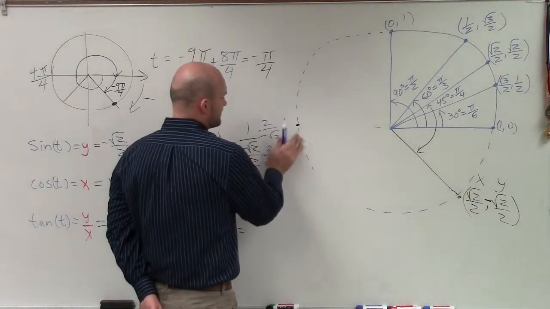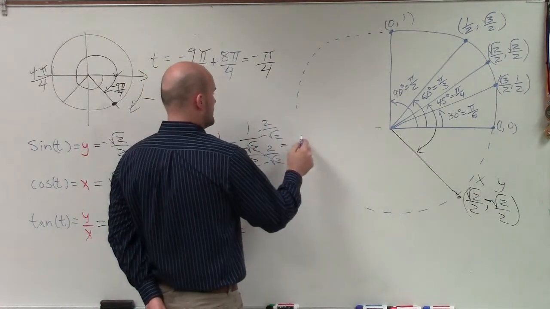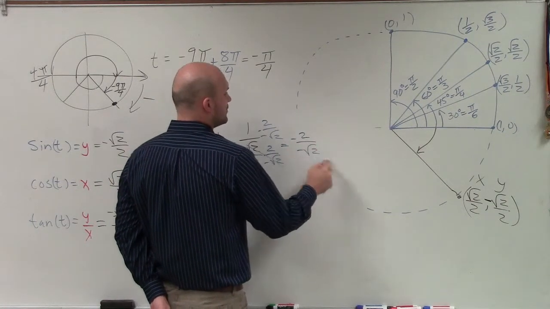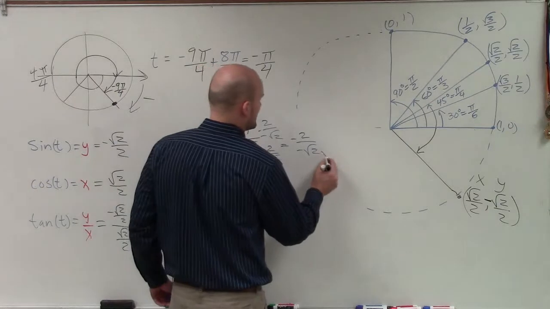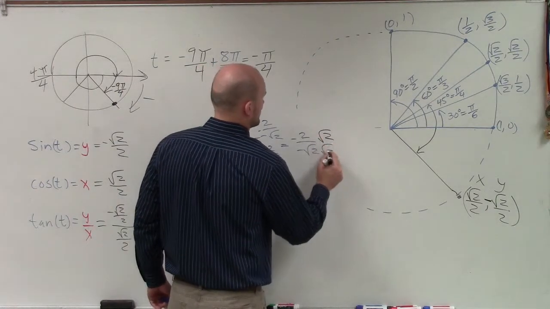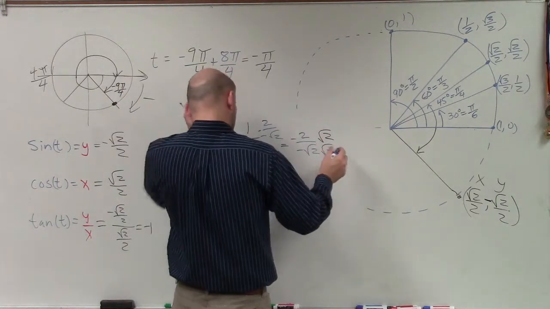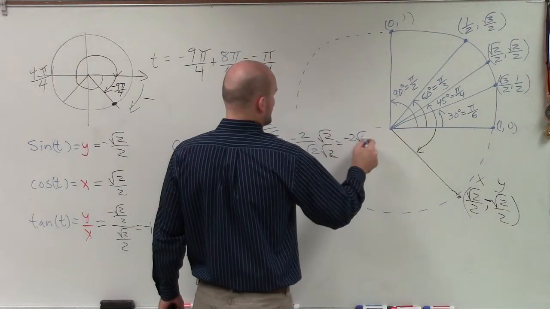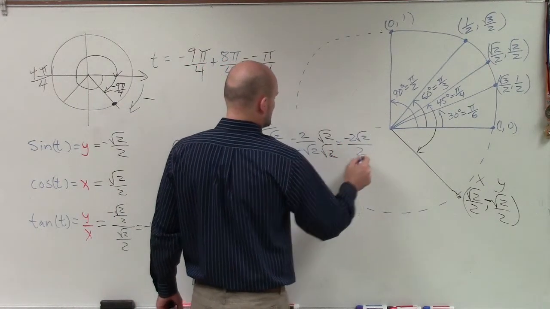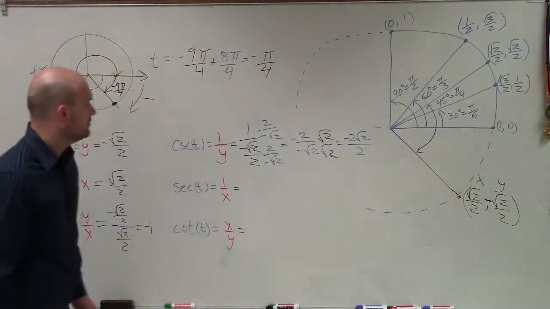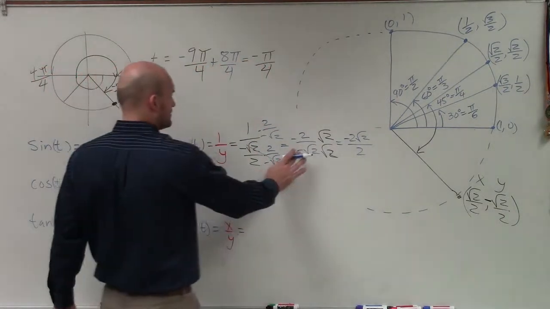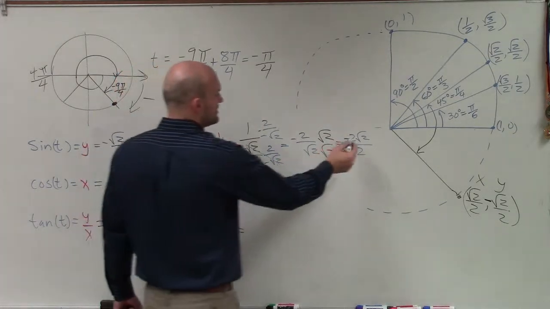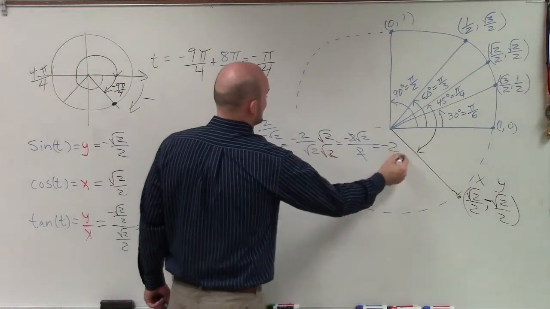Now this is going to be negative 2 over square root of 2. Then I rationalize the denominator. My final answer is going to equal negative 2 square root of 2 over 2. That's just one negative, and then the 2s cancel out, and we're left with negative square root of 2.